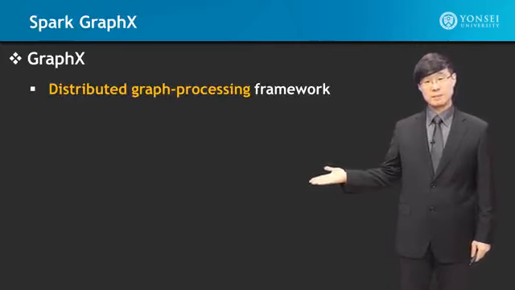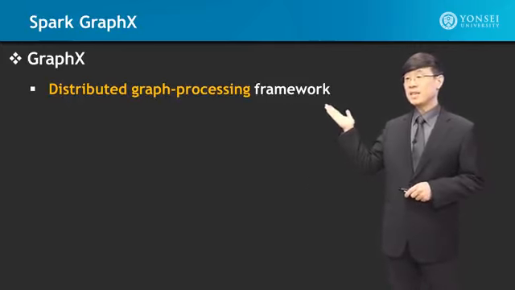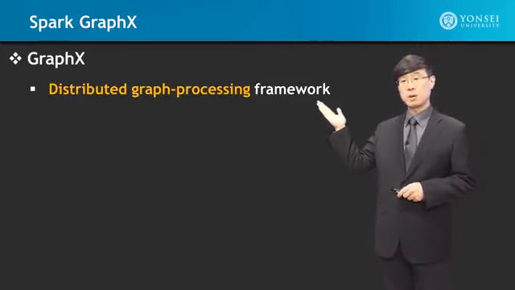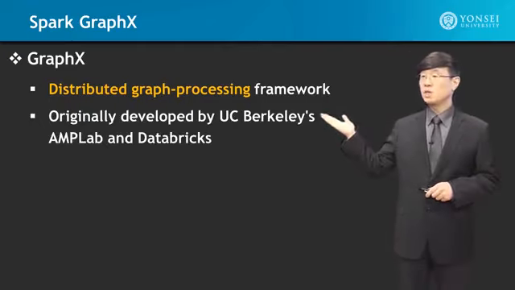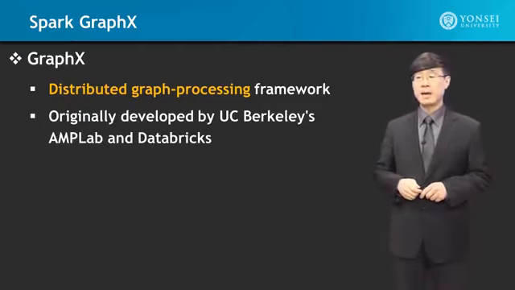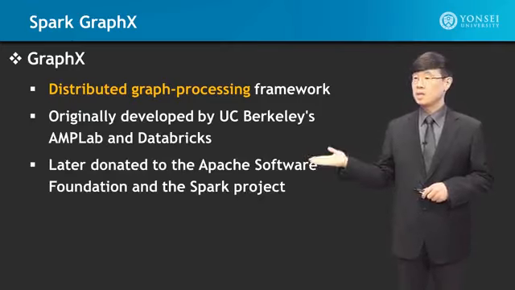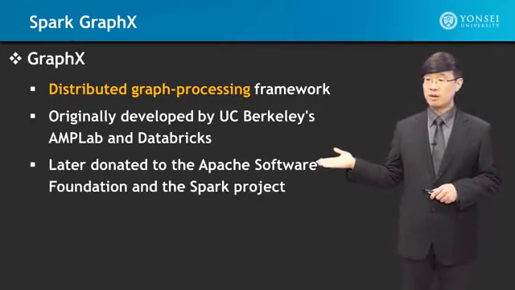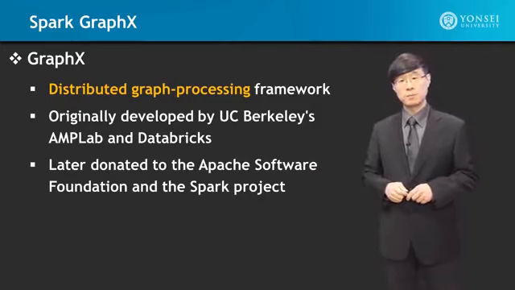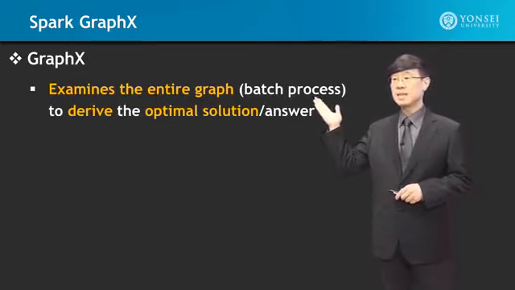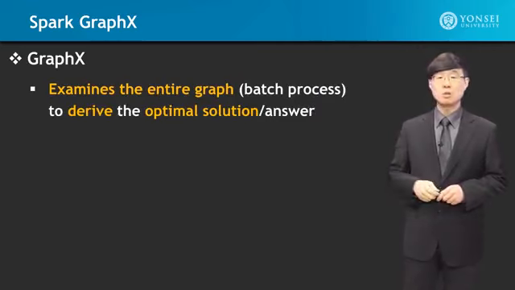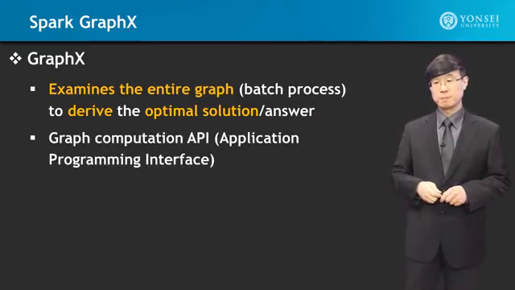Spark GraphX. GraphX is a distributed graph processing framework. It was originally developed by UC Berkeley's AmpLab and Databricks. It was later donated to the Apache Software Foundation and the Spark project. It examines the entire graph of a batch process to derive the optimal solution and answer.